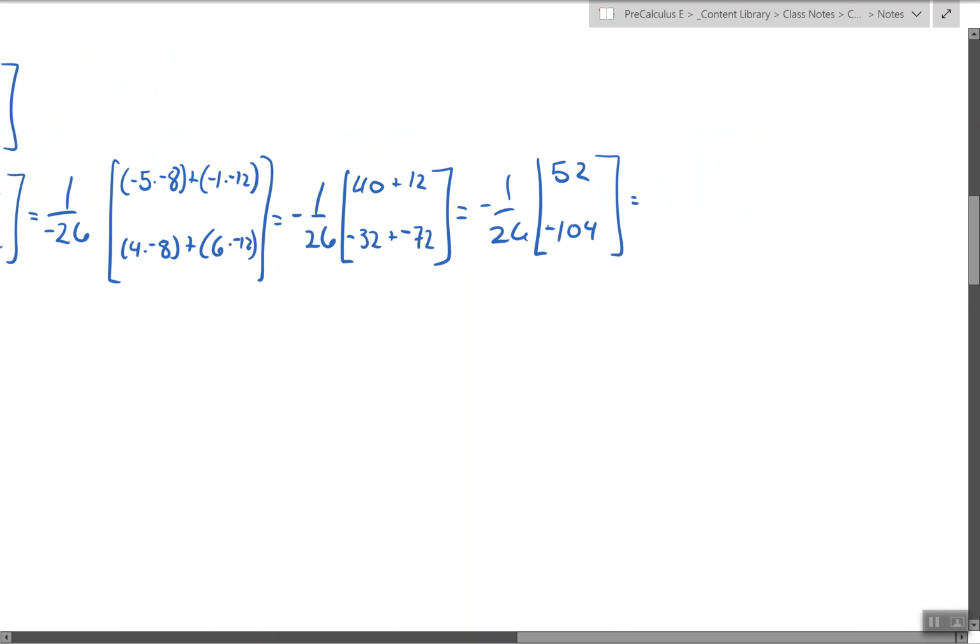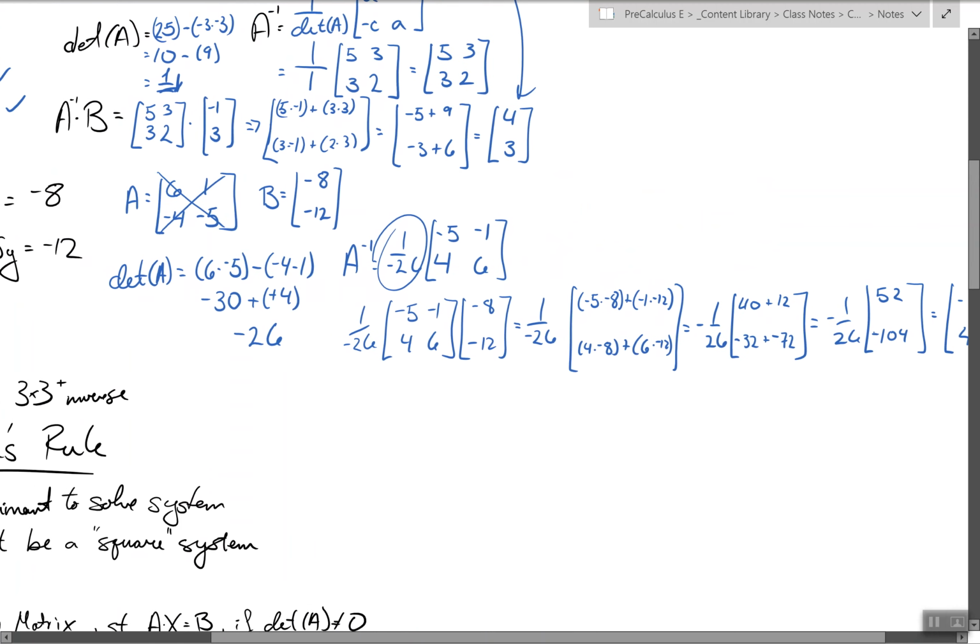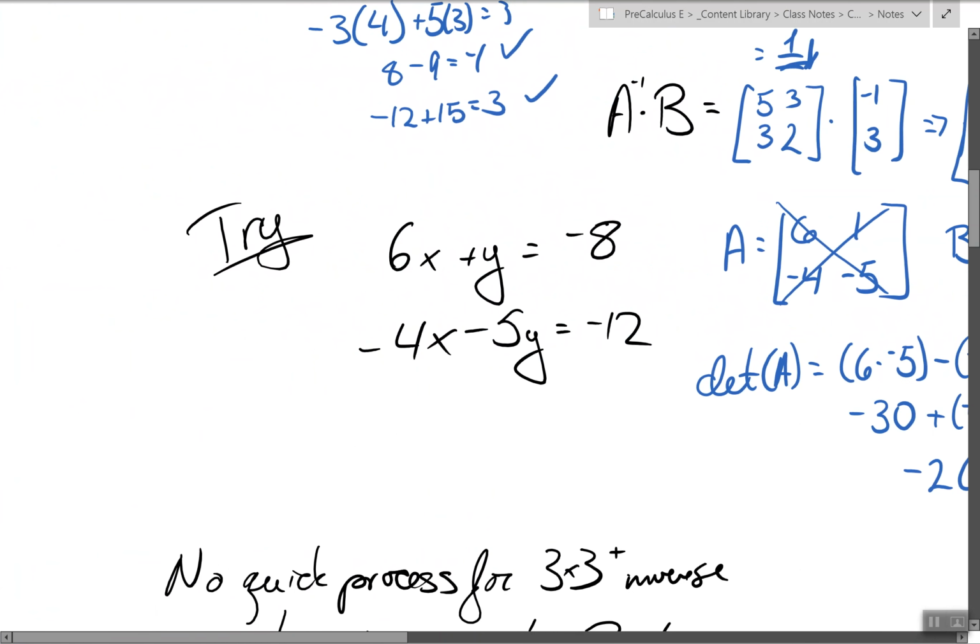So 52 divided by negative 26, that is going to give us negative 2. And then negative 104 divided by negative 26, that is 4. Okay, so those are really nice solutions. Again, whole number solutions like we got in the first example. So we're going to go ahead and plug these in, just make sure they work. So x was negative 2 and y equals 4.